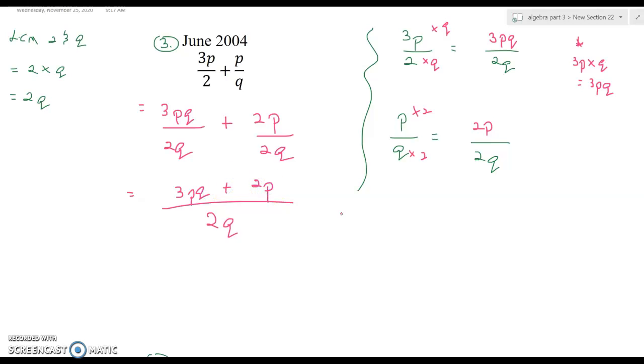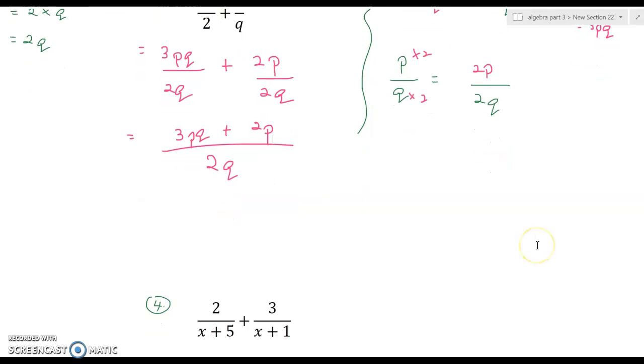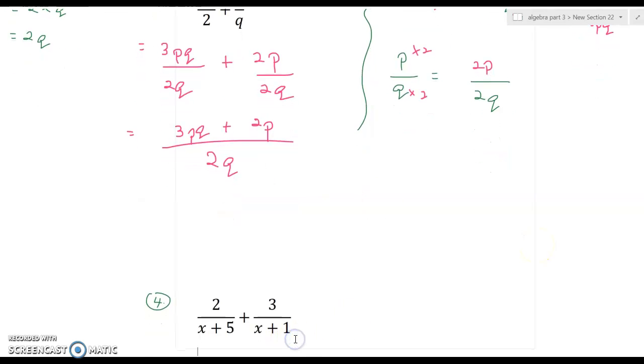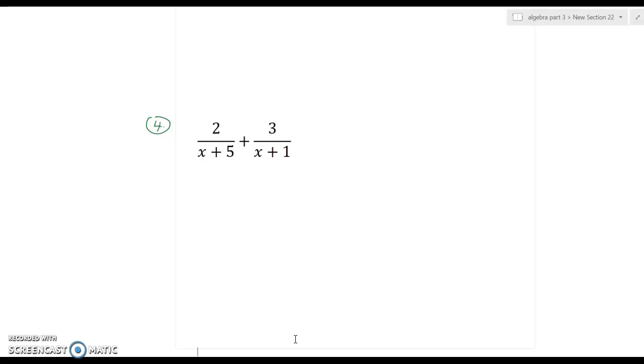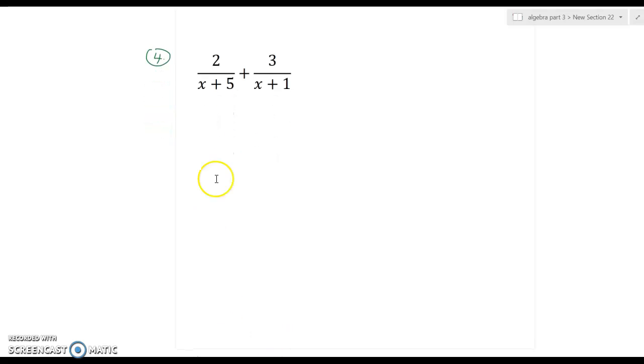Again, we kind of simplify this. 3pq is different from just 2p, right? So we leave our answer just like that. Let's look at another question down here. So this is a little more exciting one.